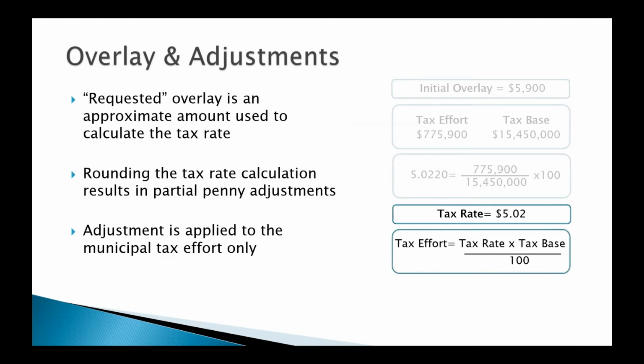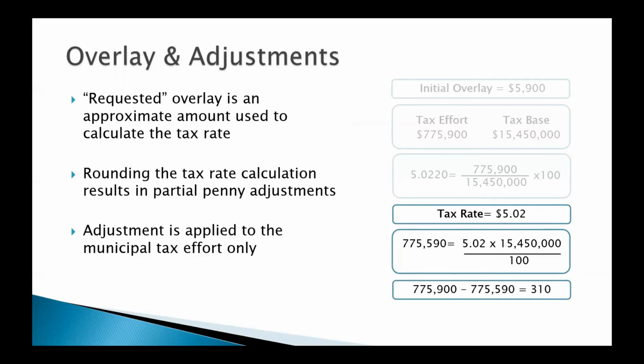So now let's look at what we're actually going to collect. Our actual tax effort is the tax rate times the tax base over 100 will give us the tax effort, so the amount of money that we're actually going to collect. So that's 775,590, and you see above we wanted to collect 775,900. So it's a little bit different there because of that rounding of the fractional penny.